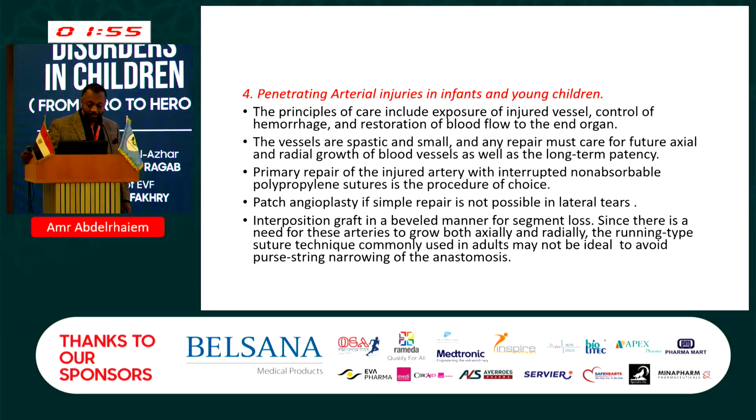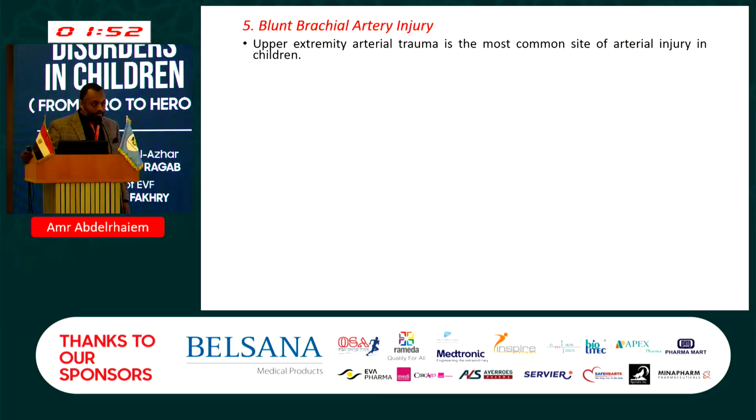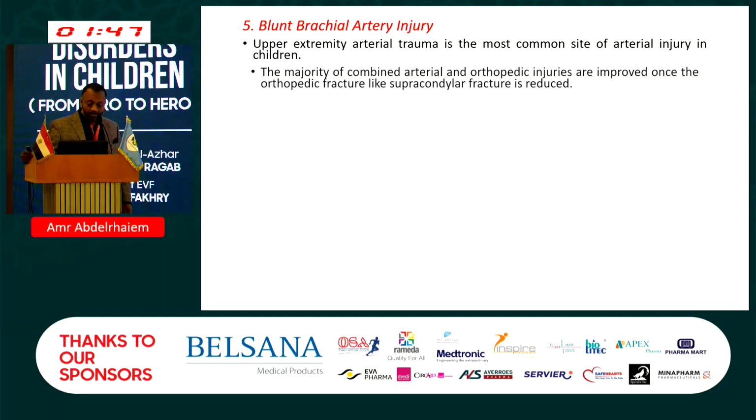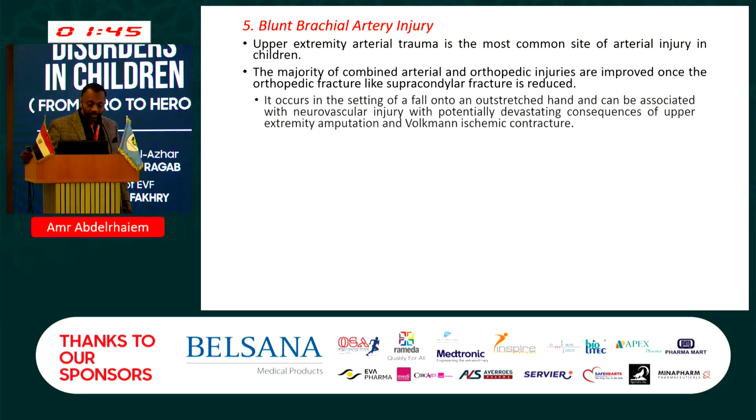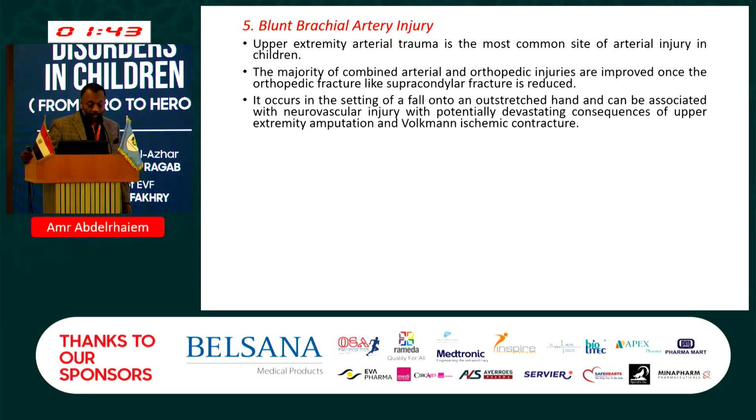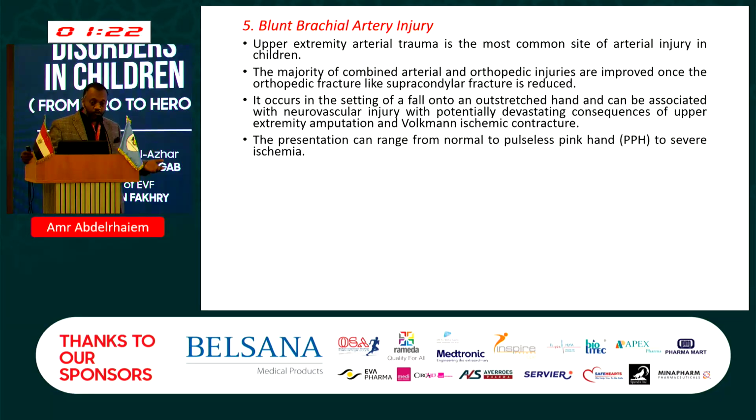The blunt brachial artery injury, we are all facing it, especially with supracondylar fractures. We always see the pink pulseless hand, where the patient may present with a pink pulseless hand, but the blood flow is still going and there is no major threat to that hand. So if it is okay, we can go for conservative measures, but if there is profound ischemia, we have to go for repair.